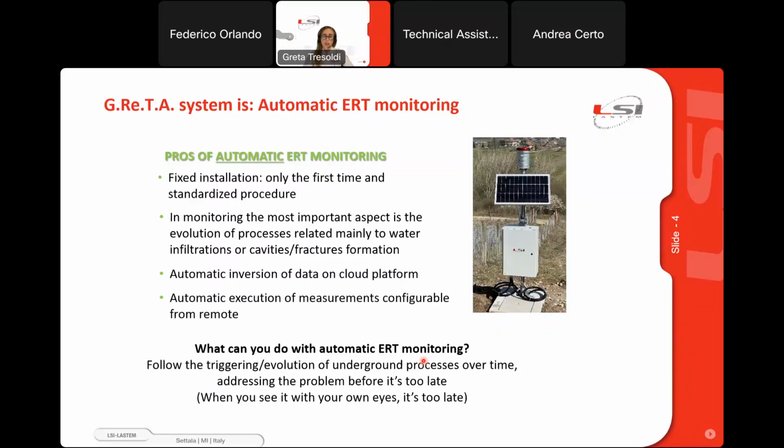So what can you do with the automatic ERT monitoring? You can follow the triggering and evolution of underground processes over time. So they can help prevent some problems before it's too late, because if you see the result, so for example the displacement, it's too late because the process is already ongoing.